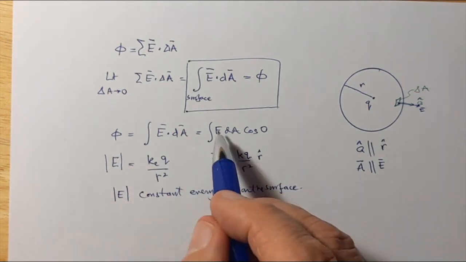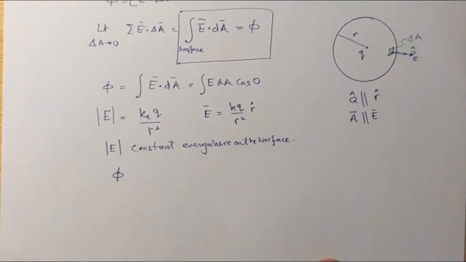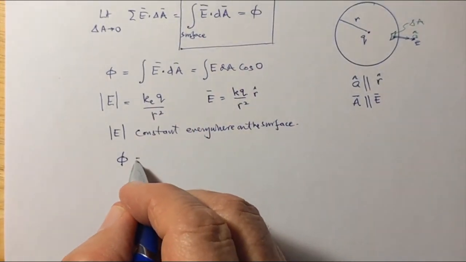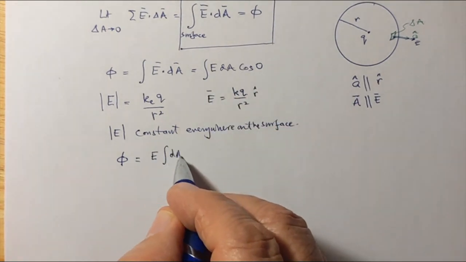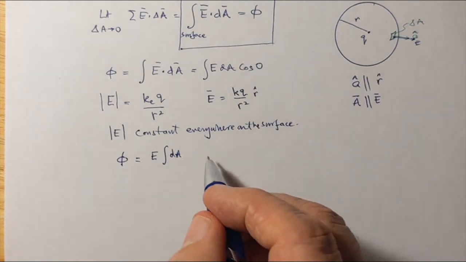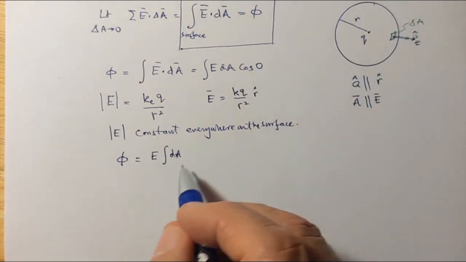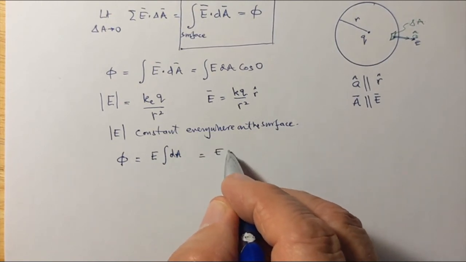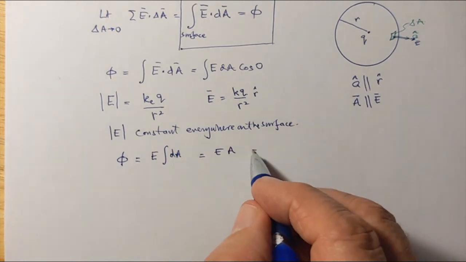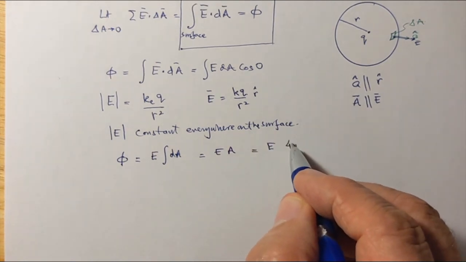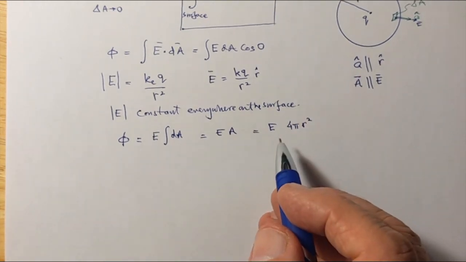Because E is constant everywhere, we can take it outside. And therefore our flux would become, we'll take the E outside and we'll have an integral of dA, and cosine is simply 1, and integrate over the entire surface. And when we do the integration, the surface is simply the area of the surface of the sphere, which is 4 pi r square.